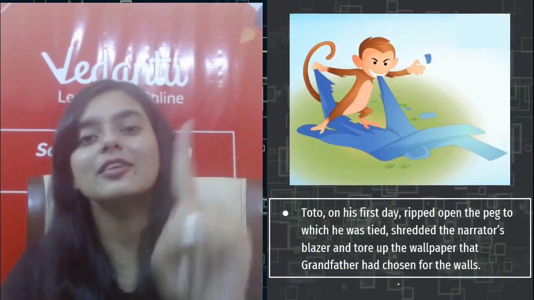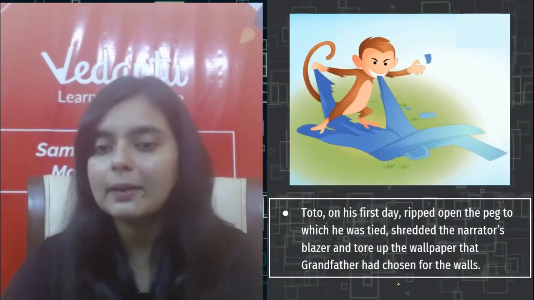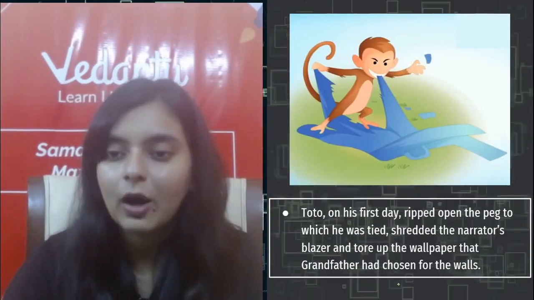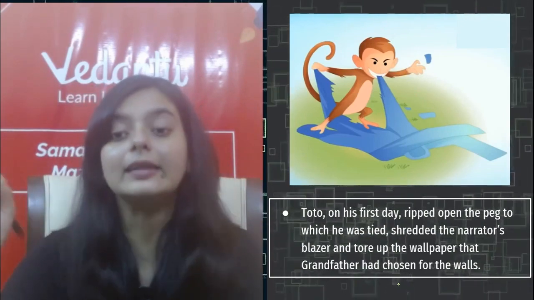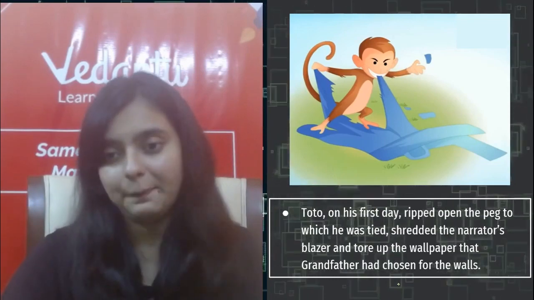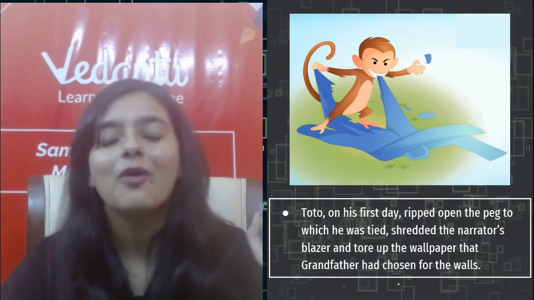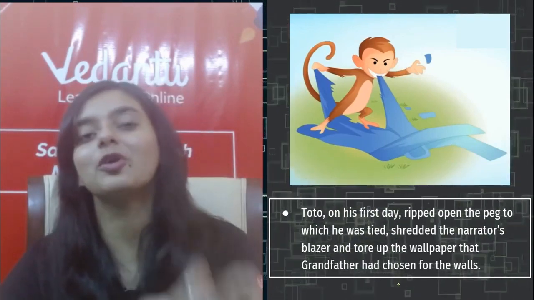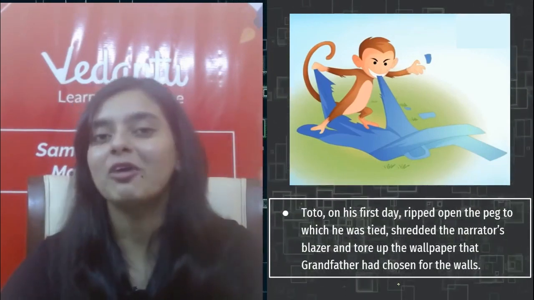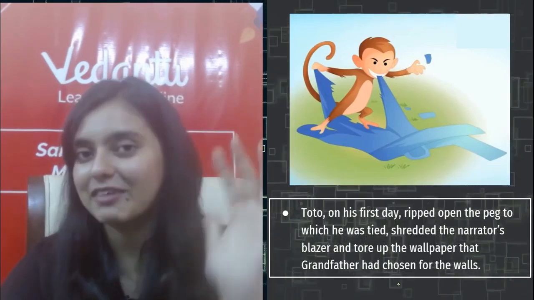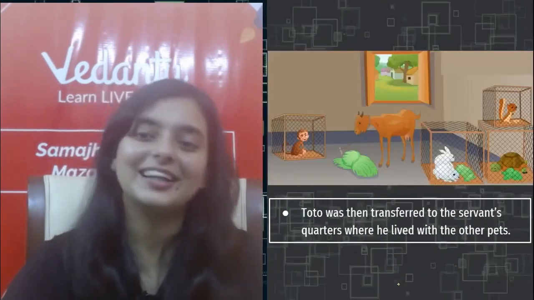So what did he do on the very first day? He ripped open the bag, the peg to which he was tied, and he shredded the narrator's blazer and tore the wallpaper. Oh my God. What would you have done if you would have encountered Toto? Do let me know in the chat. What would your reaction be if you would have encountered an animal like Toto?